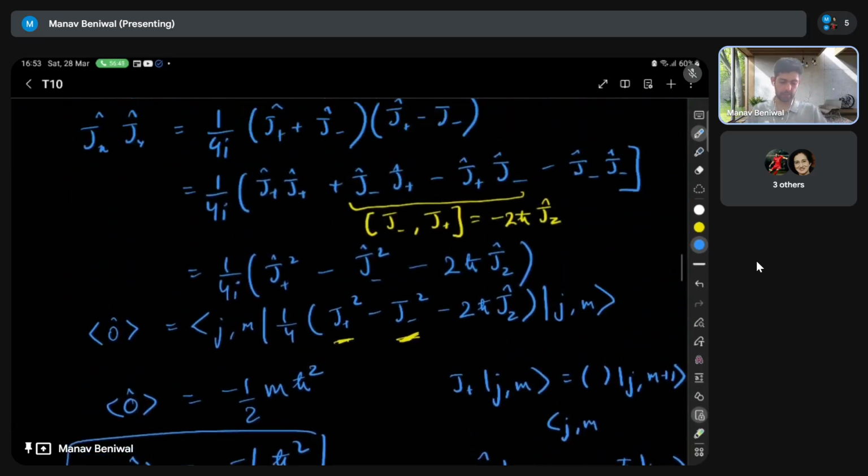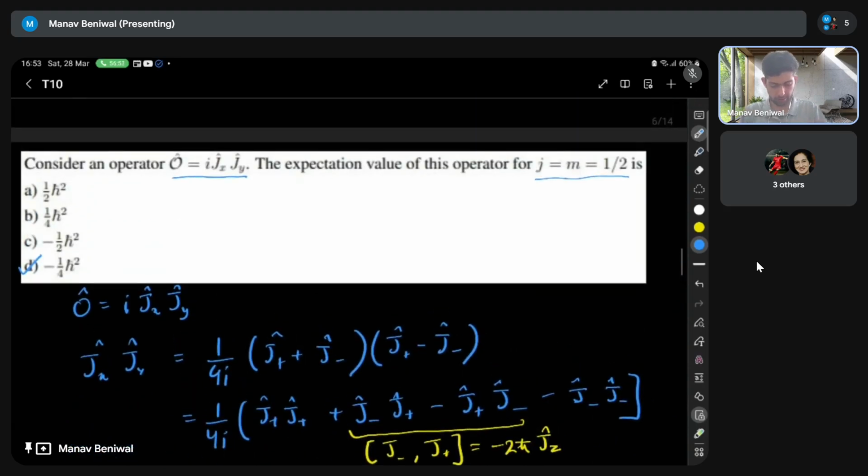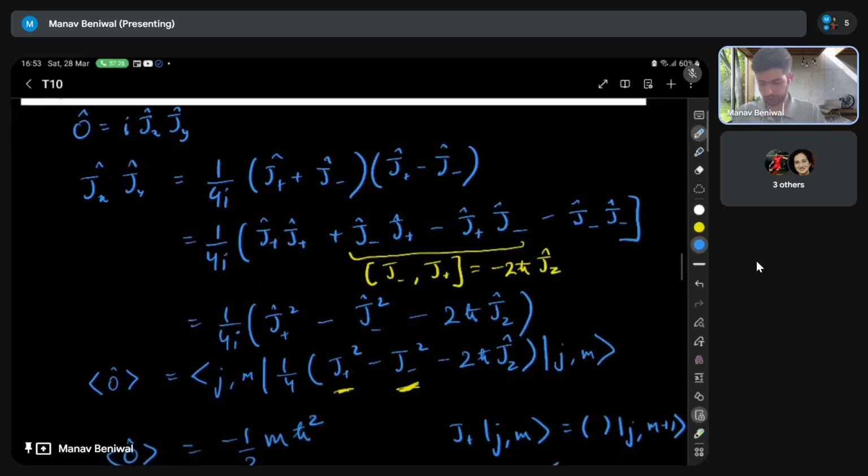Now when you look here, we have this iota jx jy. This gives us one hint that if we instead use Pauli matrices, then instead of jx jy we have sigma x sigma y, and this operator is nothing but sigma z. So we can also approach this problem from the perspective of Pauli matrices. Okay, so let's do it.